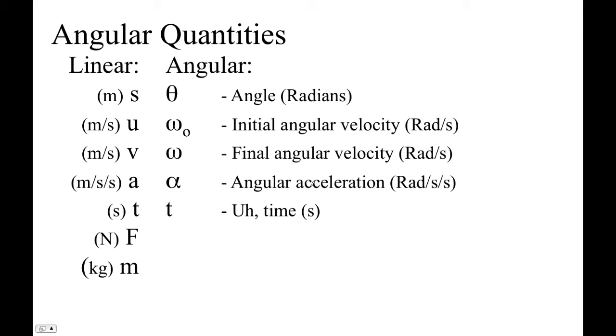All right, so these are the linear quantities that we're familiar with. This is just SUVAT, and then there's force and there's mass. And what we're going to do here is talk a little bit about the angular equivalent of that. So angular force is torque, and that's the Greek letter tau. The lowercase tau looks just like a T, but this one looks like this.